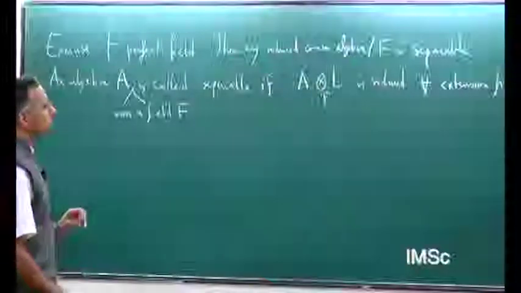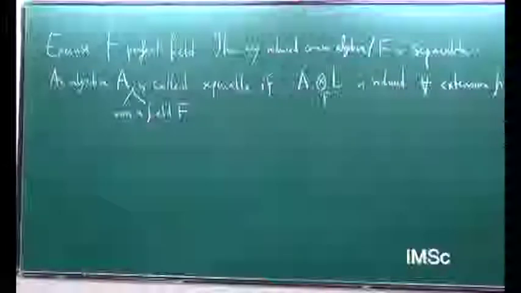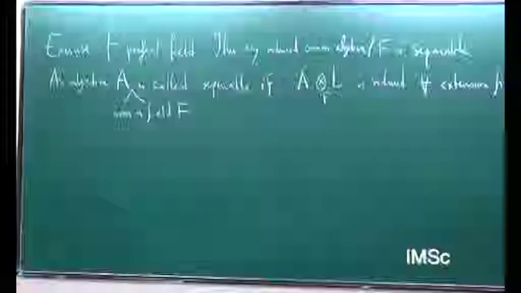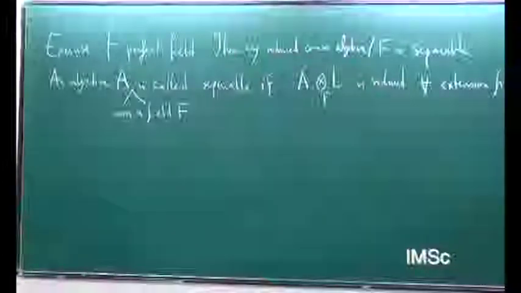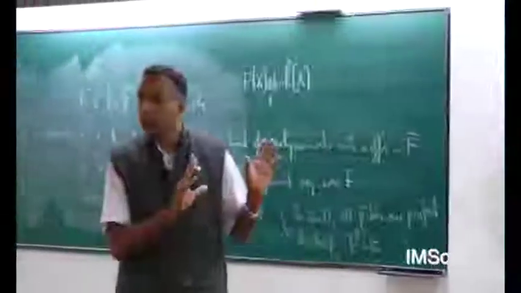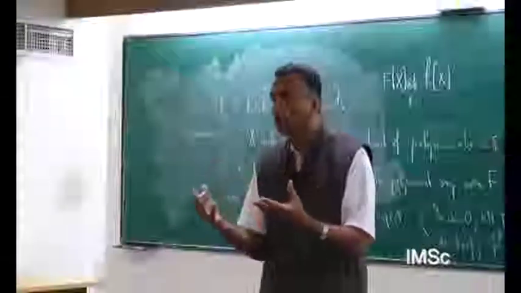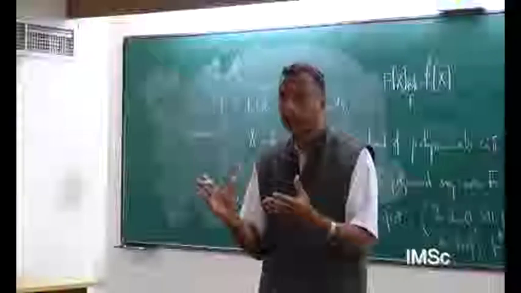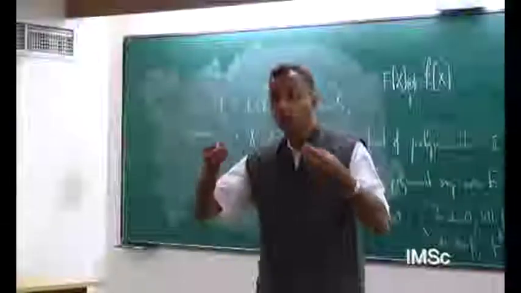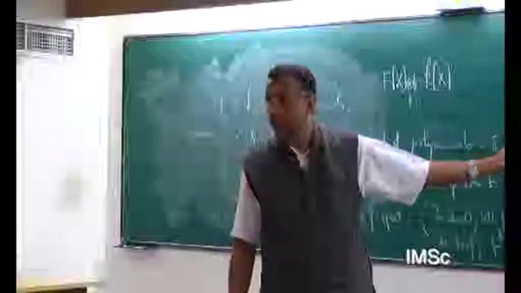Now let us make some more comments as to what the meaning of this is. What do you understand by separability? From your field theory you understand that separable means no repeated roots, right? It is the same idea, just put here abstractly. So we have to understand why that simple idea of no repeated roots comes in here like this.